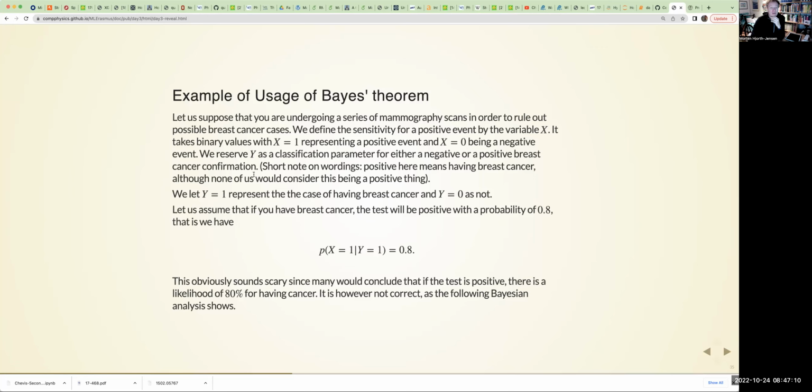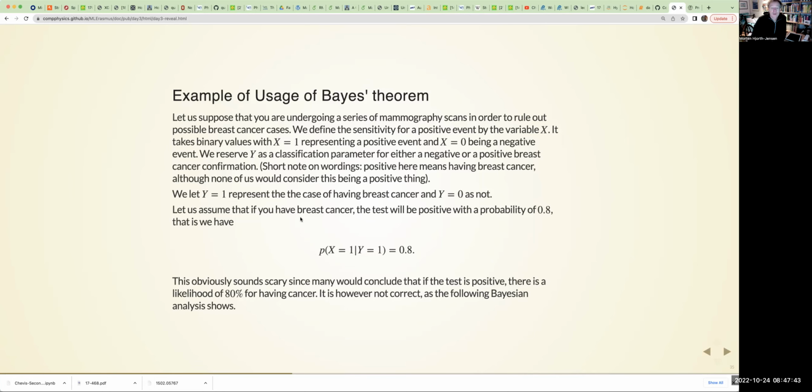So x is a positive or negative outcome from a mammography scan. That does not mean that you do have cancer. That's the important thing to keep in mind here. So the y variable is actually the one which is interesting for us, because that's the one which tells us the probability of having breast cancer or not.